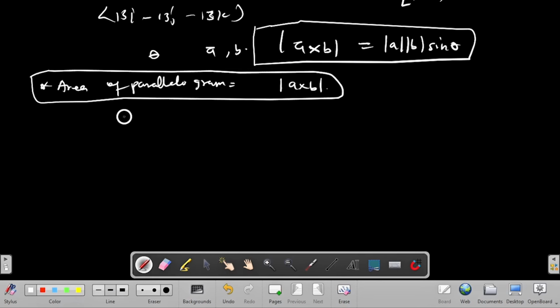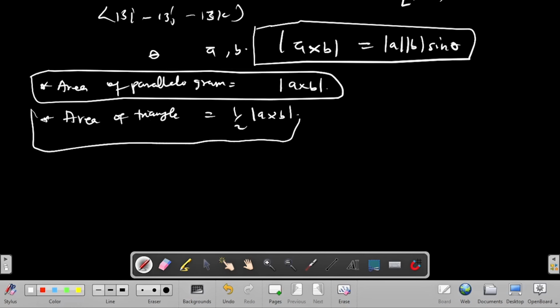And to find just the area of a triangle, which is half a parallelogram, right? That will give us half the absolute value of A cross B. So this is simply half of the parallelogram. Take note of this one too, it's also important.